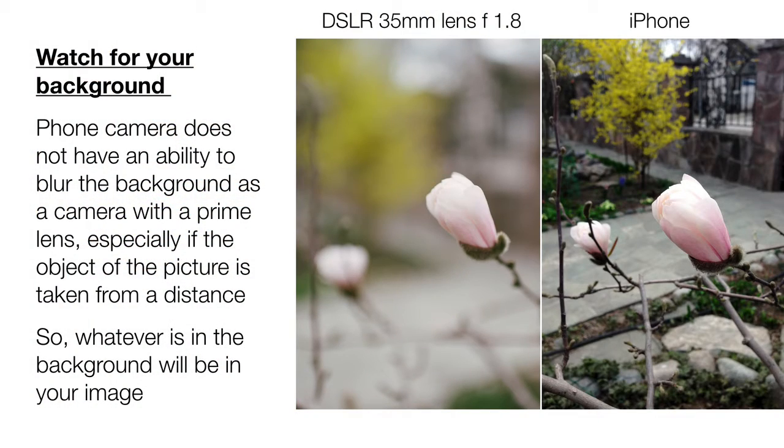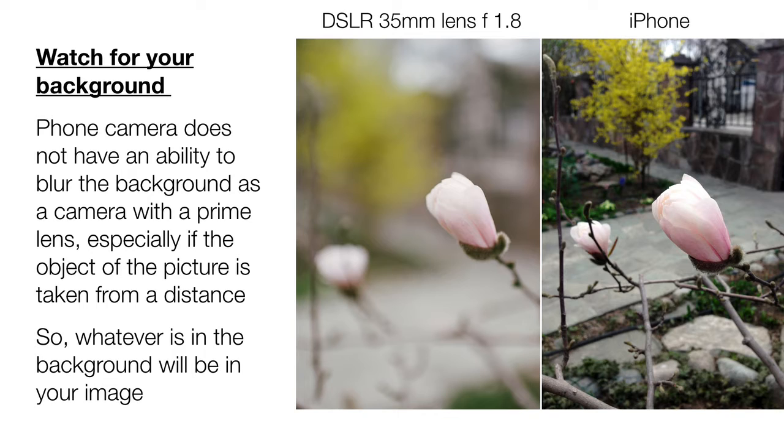Let me show you an example. Here is a picture taken with a 35mm lens on my DSLR. I used the highest aperture value available for this lens, 1.8. You can't really see what's going on in the background as it is blurred to the point where you can't identify the objects behind, just colors.